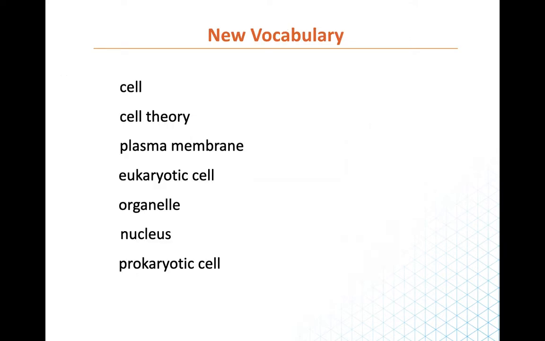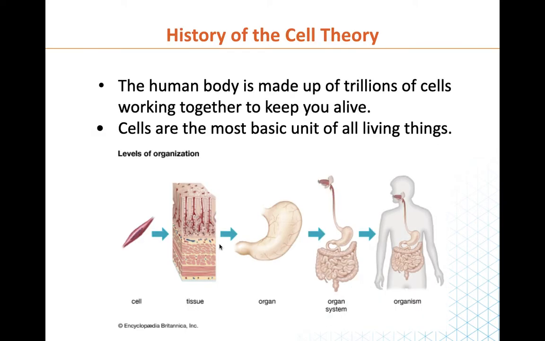Okay? All right, so maybe you have heard of some of these. I know you have because you've been learning about cells for a long time. You know what a cell is. You definitely know what a plasma membrane is. It's the outside of the cell. You probably remember prokaryotic and eukaryotic cells and organelles and nuclei. We're going to get a little deeper into them, and let's get started.